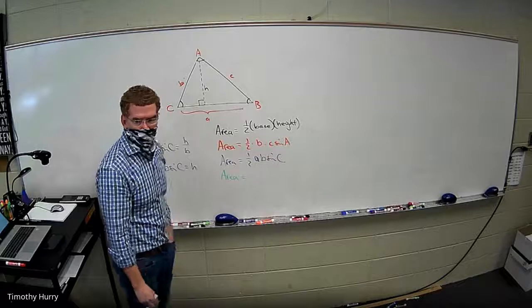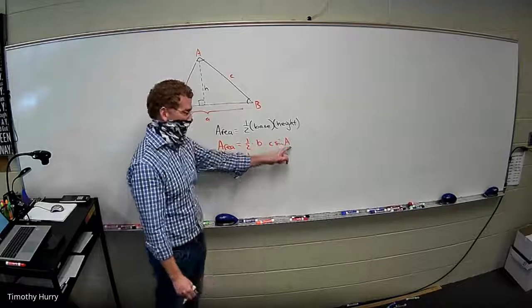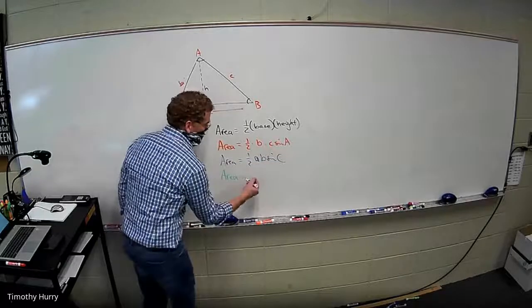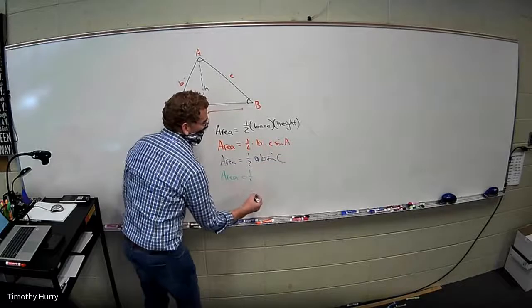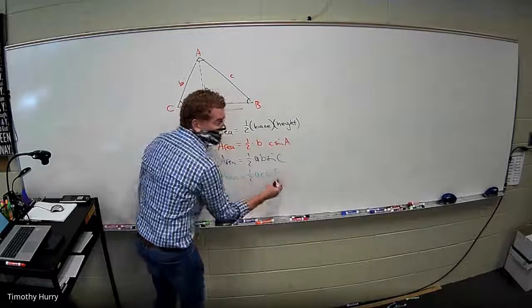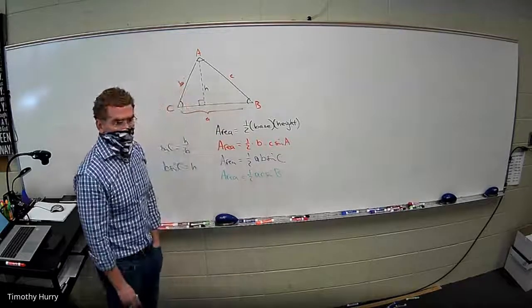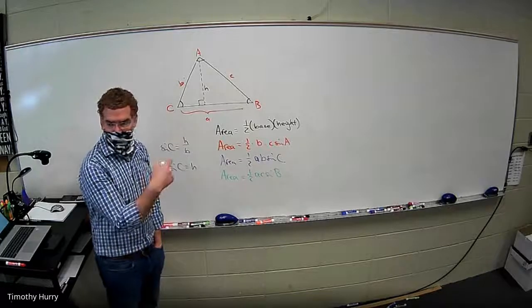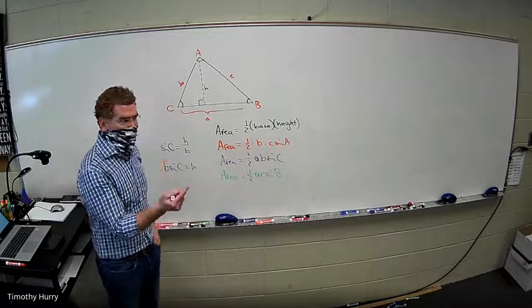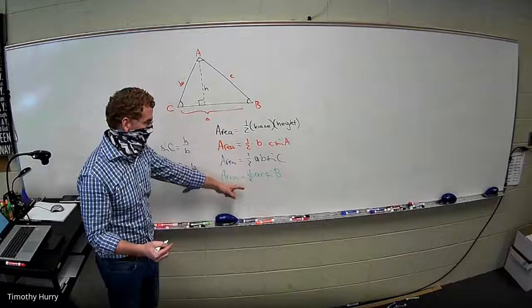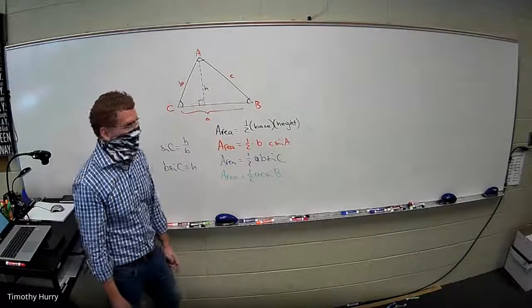If the first one's BC sine A, and this is AB sine C, what do you think this one's going to be? AC sine B. Right? And they're all three different ways to find the area of the same triangle, right? So if they're all the same triangle based on different labeling, then aren't all those areas the same? All right, here we go.